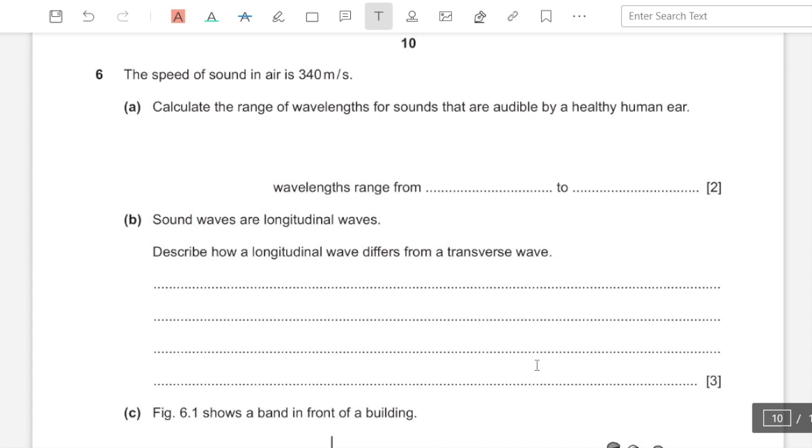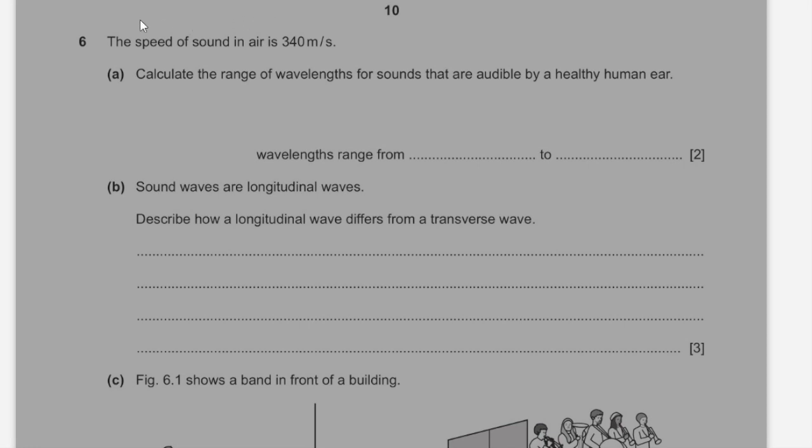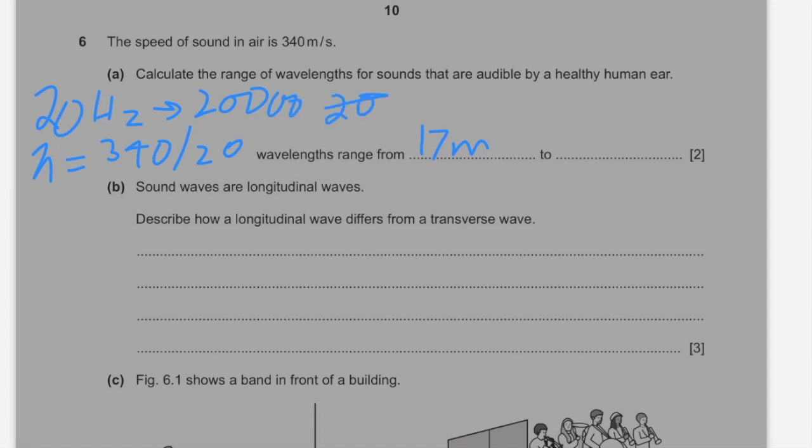Question number 6. The speed of sound in air is 340 meters per second. A. Calculate the range of wavelengths for sounds that are audible for a healthy human ear. So the range of frequency which is audible is 20 hertz to 20 kilohertz. And to calculate the wavelength, the formula is speed over frequency. So it's 340 divided by 20, which for the minimum frequency is 17 meters, to the highest value which can be heard, which is wavelength equal to speed 340 divided by 20 kilohertz.